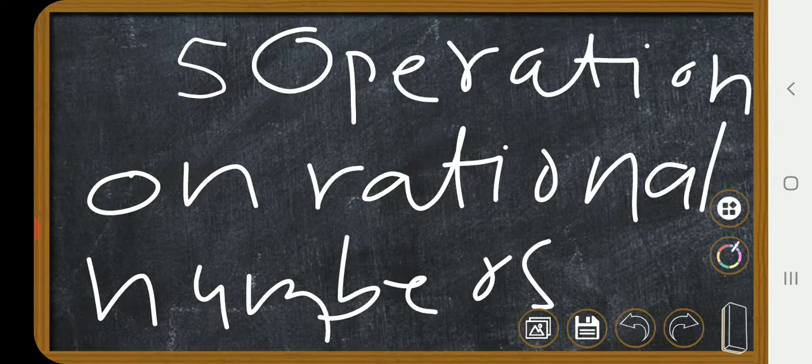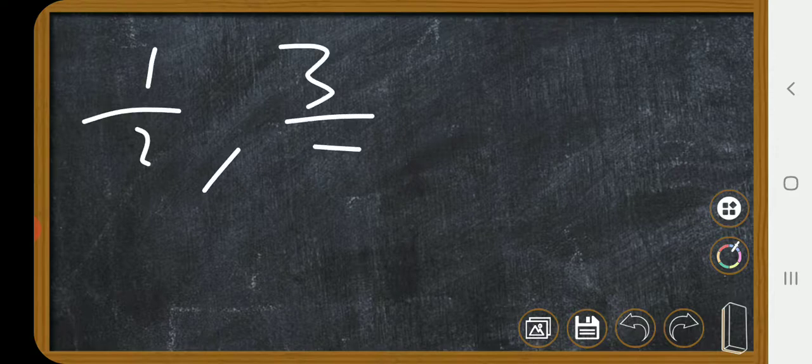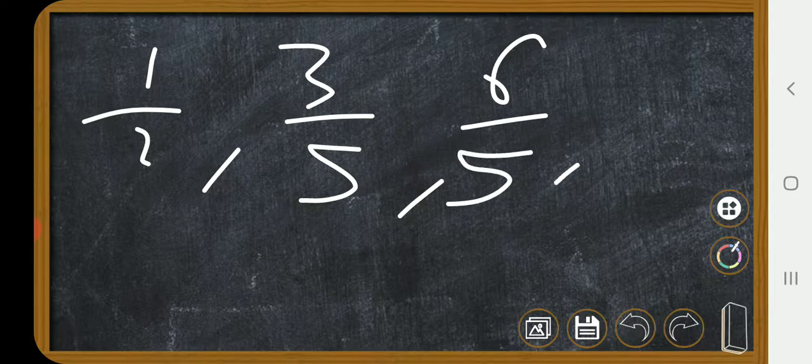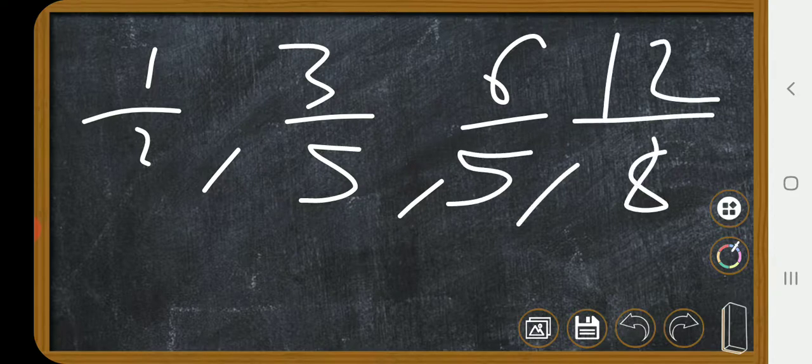Already you have learned what is meant by rational numbers. See this: 1 upon 2, 3 upon 5, 6 upon 5, 12 upon 8. These are all called rational numbers, where this is the numerator and this is the denominator. In this kind of form, these are all called rational numbers. Natural numbers and integers together form the rational numbers.